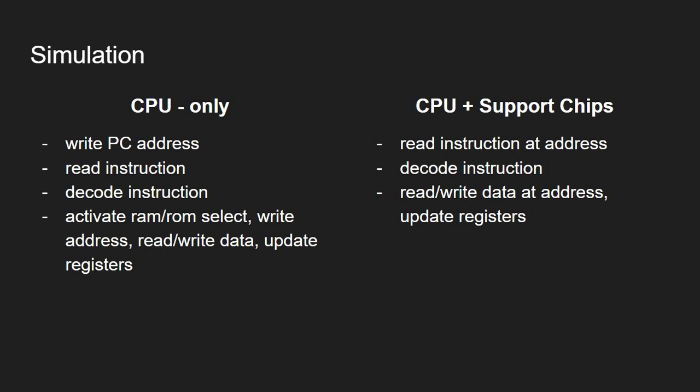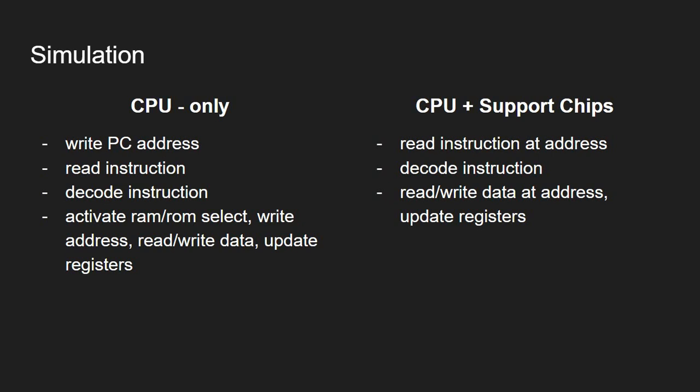And remember, apart from the CPU simulation, we also need to simulate the two other chips, ROM and RAM chip. On the other hand, if we plan to make a unitary simulation that handles both CPU and support chips, things are a bit simpler because we read the instruction at address in a single step. We no longer need to send the address on the pins. We don't need to simulate the other chips.